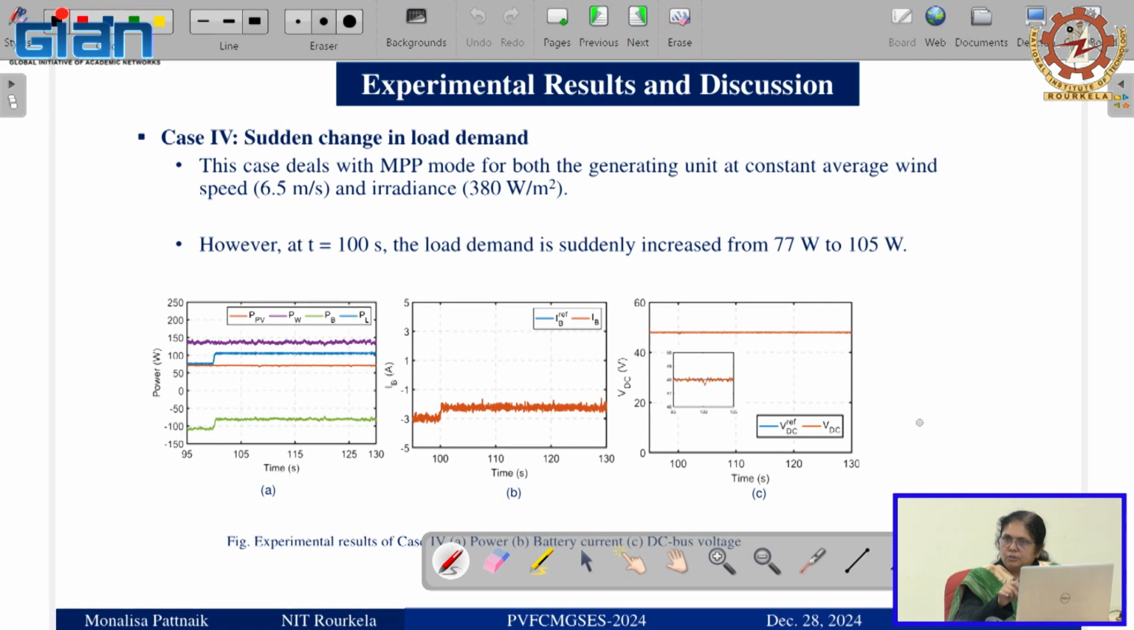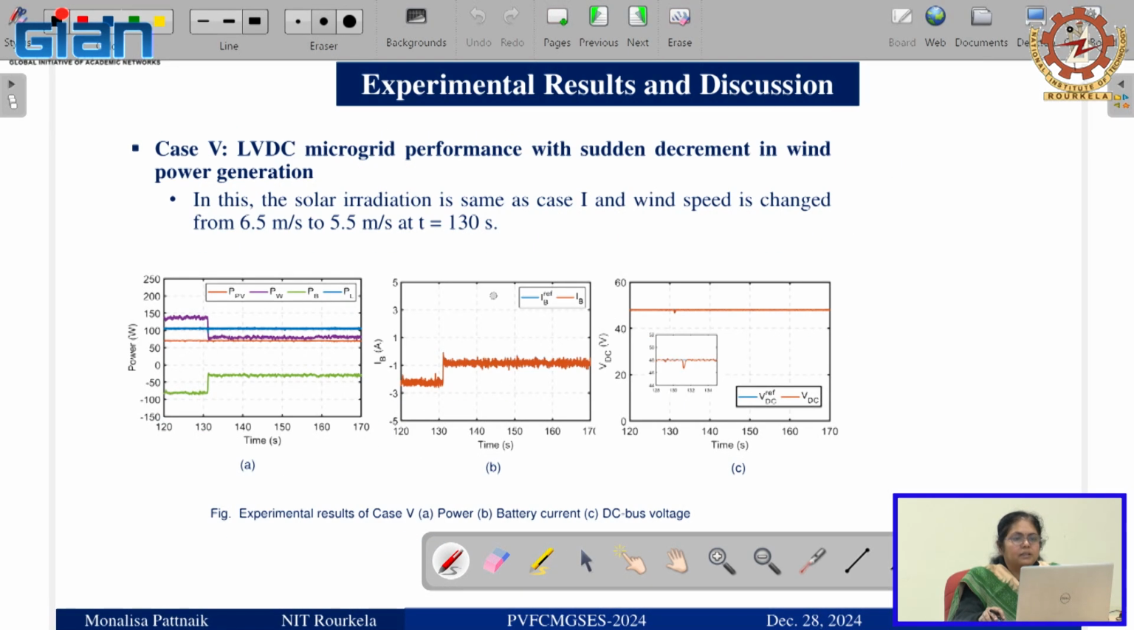That is done by the lower level of control, which I told you is VDC regulation. And for the power management, you can see in the example that after meeting the load demand, the generated PV power is equal to the battery power plus the load power. As the load is increasing, you can see the battery's power is decreasing. Then there is a change in wind condition: the wind speed is reduced, and correspondingly the battery charging current is reduced, but the bus voltage is maintained constant.